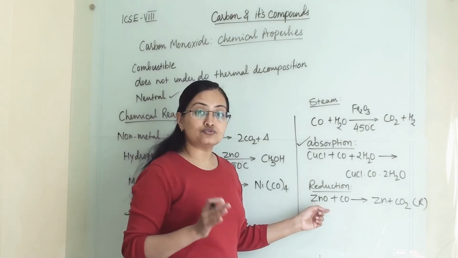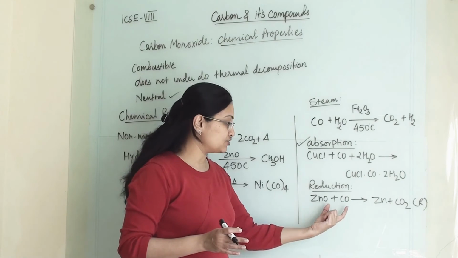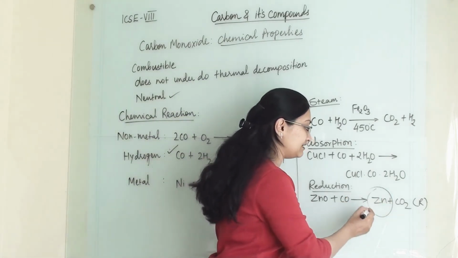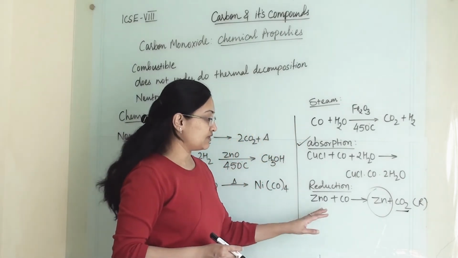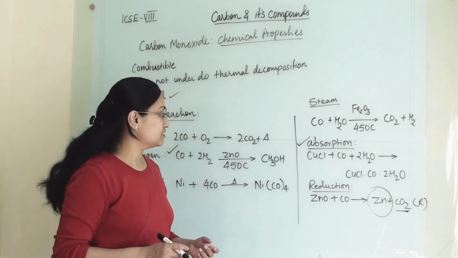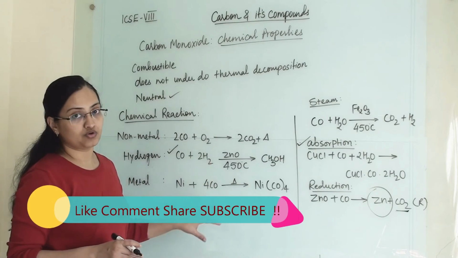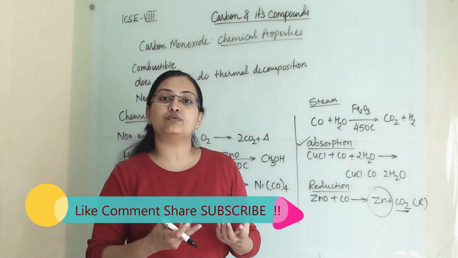Then it is also used in reduction reaction. When zinc oxide is there, it will react with carbon monoxide and we will get zinc metal, and carbon monoxide will form carbon dioxide. So as a reducing reagent also we are using carbon monoxide. So these were some of the important chemical reactions of carbon monoxide. This can be asked in complete the reaction or from word equation to molecular equation.